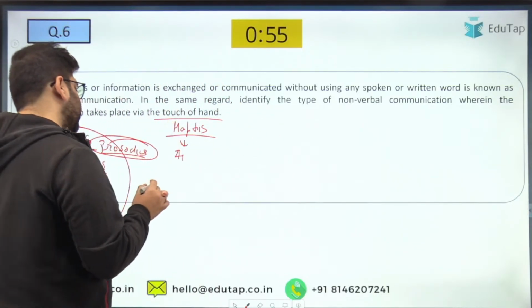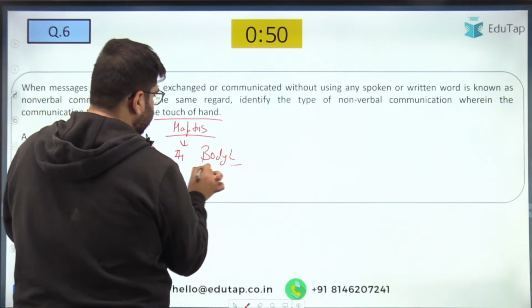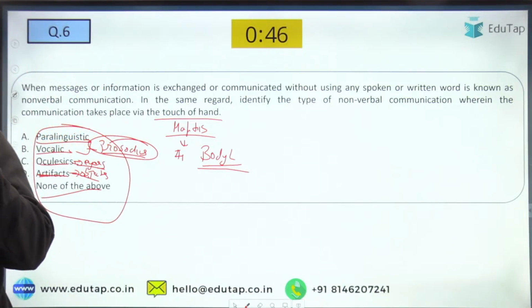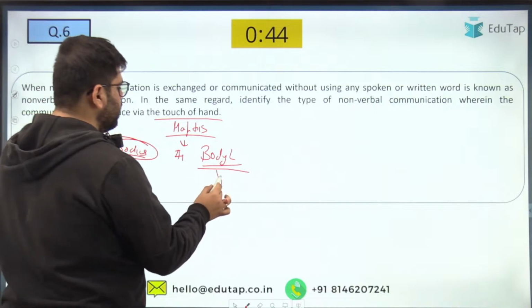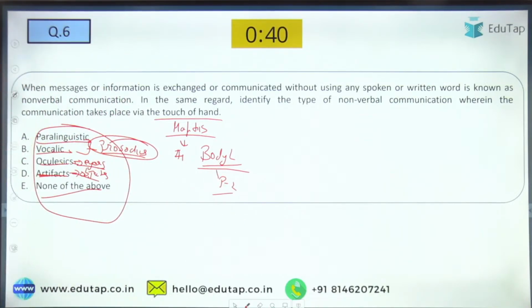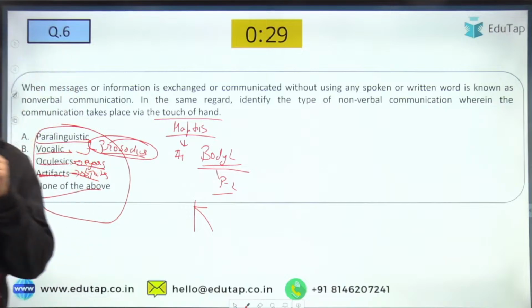There is one more word which I would like to test over here: communication with the help of body language. Communication with the help of body language is known as what? Now, this is a phase 2 level question, which I am asking right now. Communication done with the help of body language is known as what? The answer starts with K.